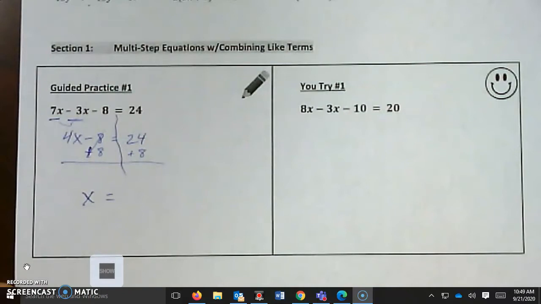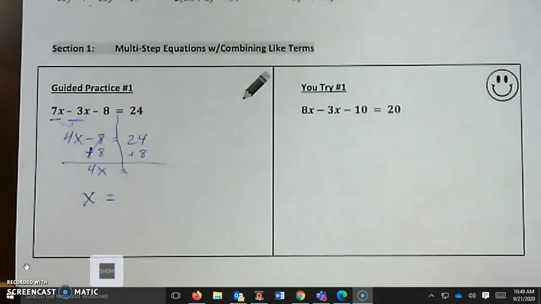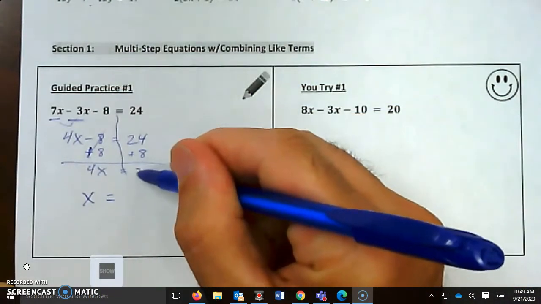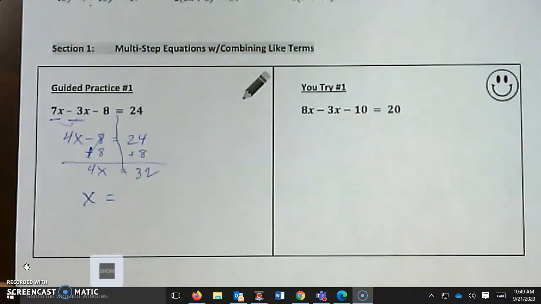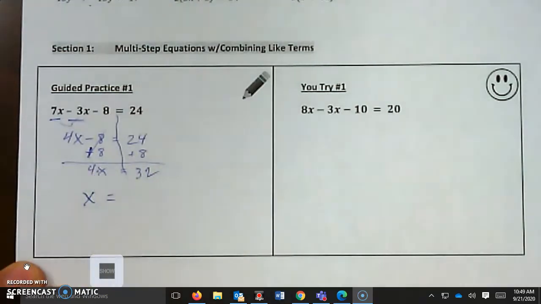That 8 is gone, those 8s. So 4x is still over there. Now on the right, I have to combine 24 plus 8, 32. And hopefully you can tell right now the answer is 8. 4 times something is 32. But we show our work. We do the opposite of that multiplication there.